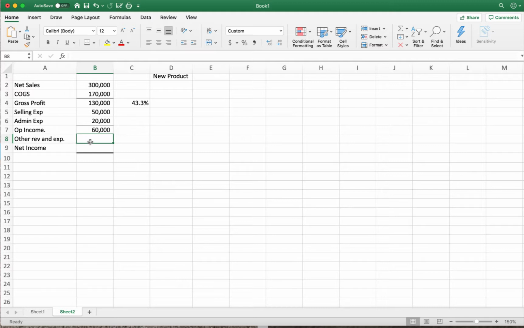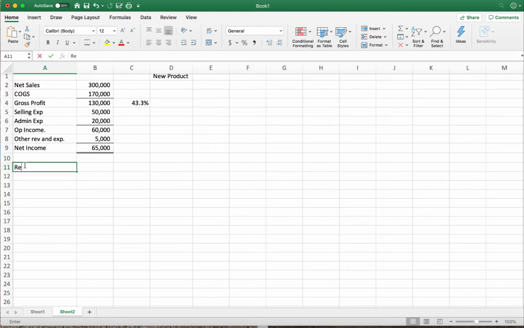That's operating income, okay? Here, we need to account for any other revenues and expenses. Well, we have $15,000 in other revenues, and we have $10,000 in other expenses. That gives us other revenues and expense total of $5,000. So if I add these two up, meaning my income from operations plus my other revenue and expenses, which is $5,000, I get $65,000 net income.